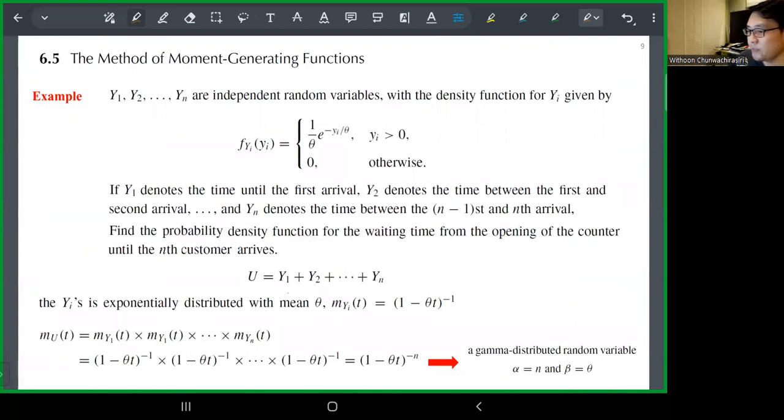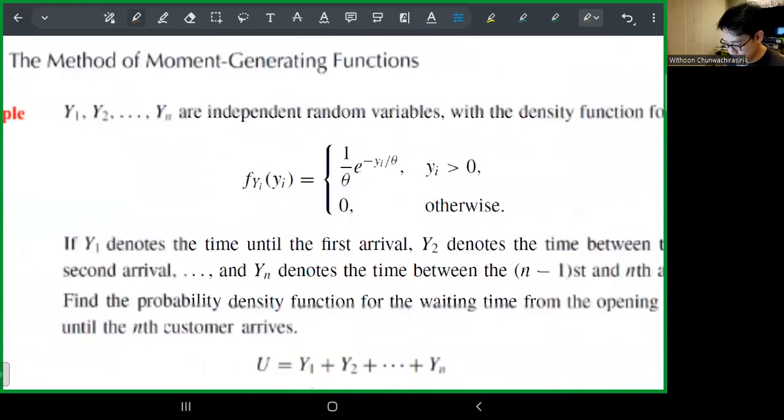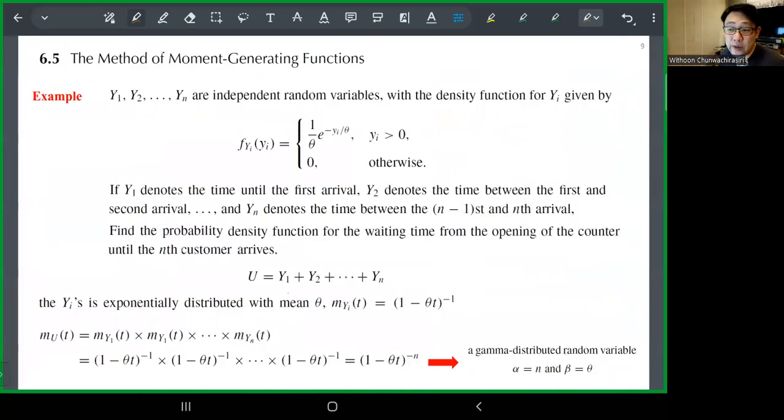All right. So let's take a look at this, and I hope this will clear things up one more time. If you have y1 all the way to y sub n as independent random variables, let's say each of them is exponentially distributed. Cool. Now, to make it a little more realistic, let's say y1 denotes the time until the first arrival, y2 denotes the time between the first and the second, y3 is the time between the second and the third, and on and on. So now y represents the time between arrivals.